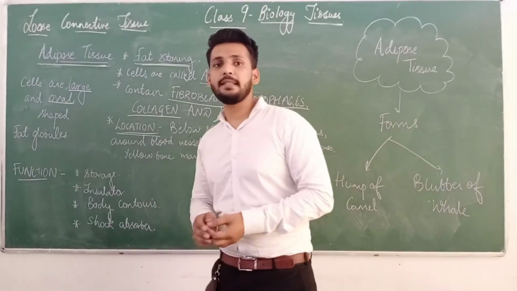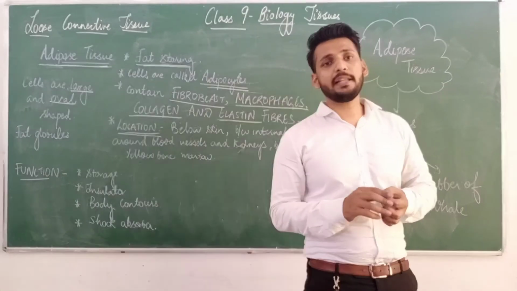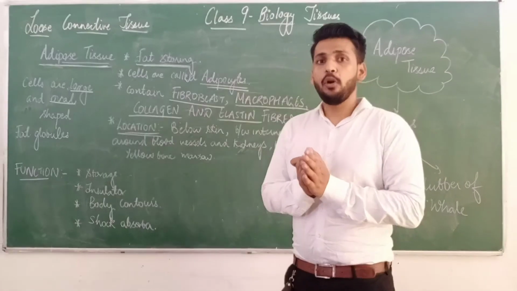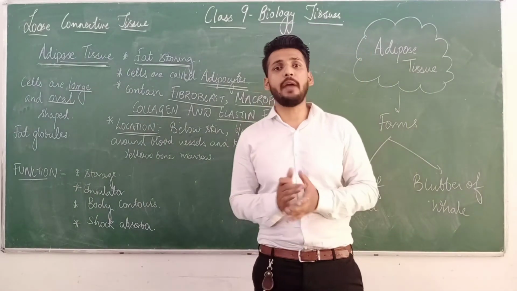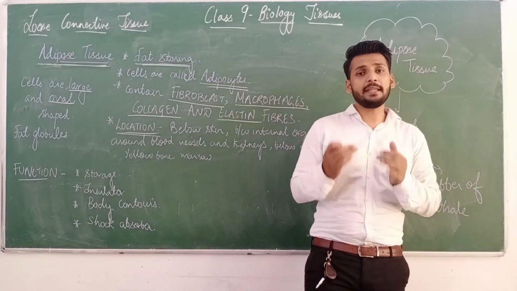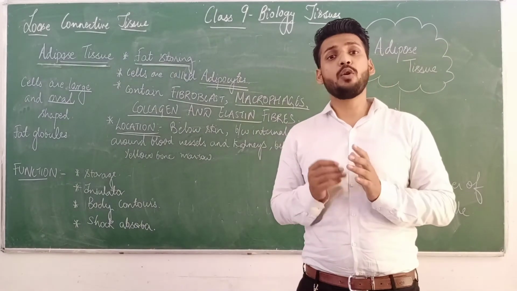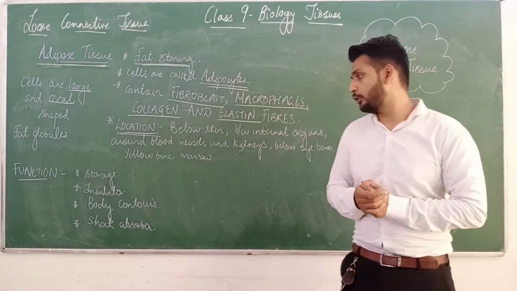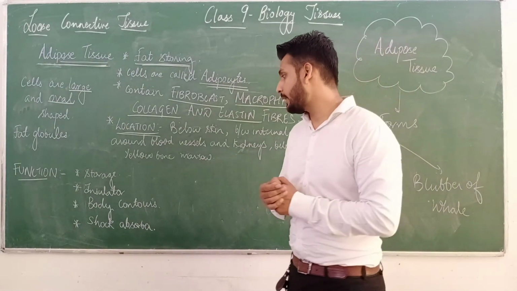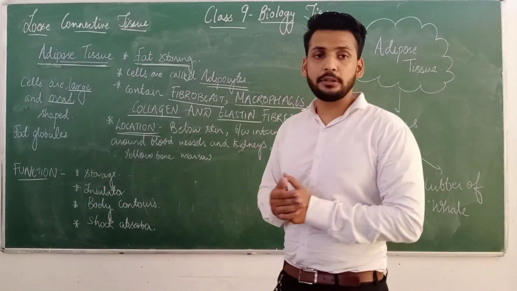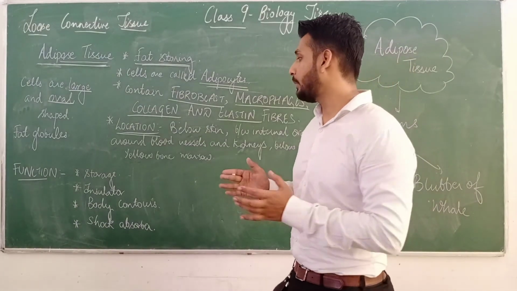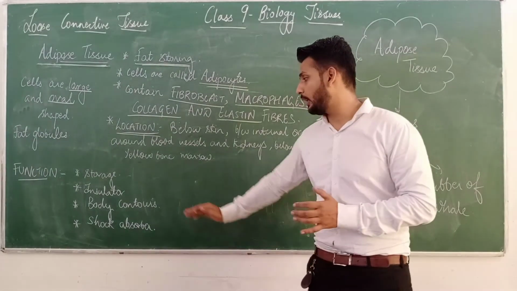Next, it acts as an insulator from the cold. Like the polar bear. A polar bear has a thick layer of adipose tissue which protects it from extreme cold conditions. So it acts as an insulator also. Next is body contours. It helps in providing the proper shape to the body.